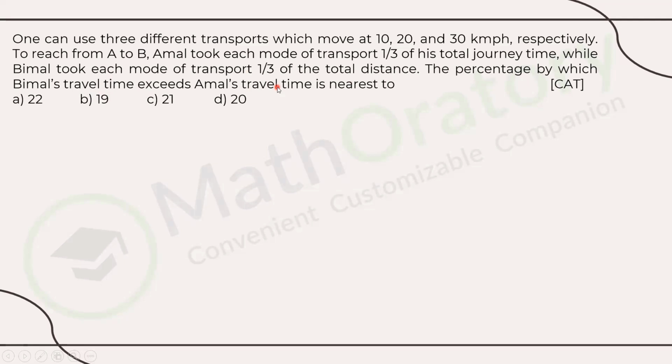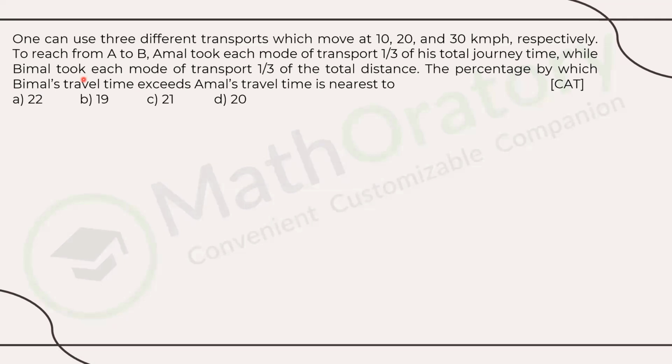So if you look at the question, it doesn't talk about average speed in itself, right? But if you are aware of the average speed ideas, when you read the second sentence, to reach from A to B, Amal took each mode of transport 1/3 of his total journey time. Since the relationship between the times is given, and we know the specific speeds for each of the segments, we can actually calculate the average speed of Amal. Similarly, in case of Bimal, there are three segments. For each segment, we have a relationship of the distances, and also we know the actual speed. So we can calculate the average speed of Bimal as well.